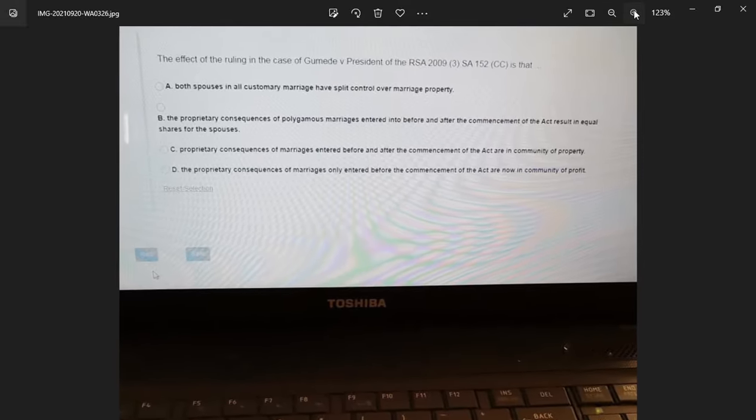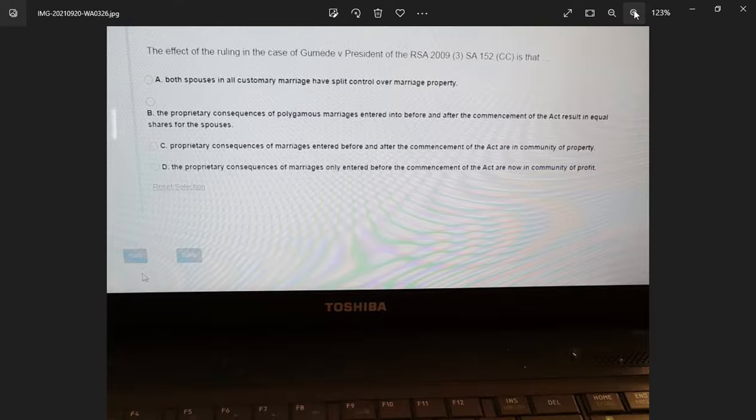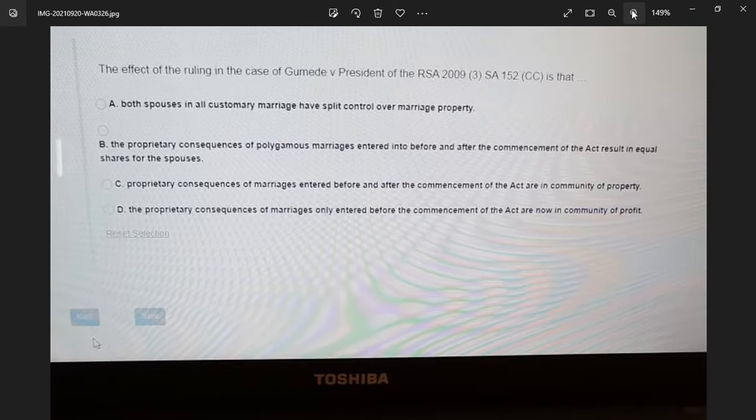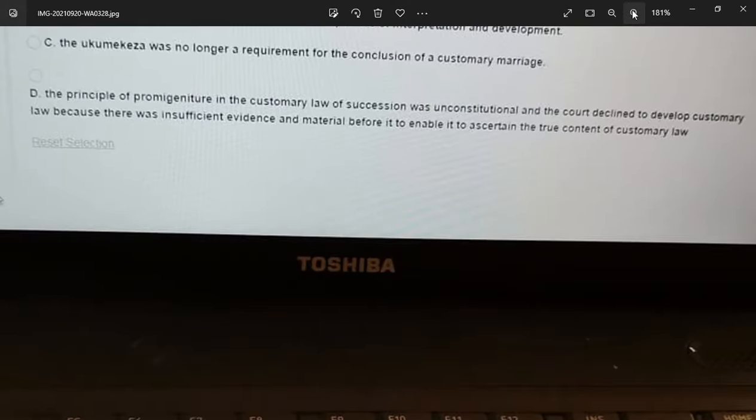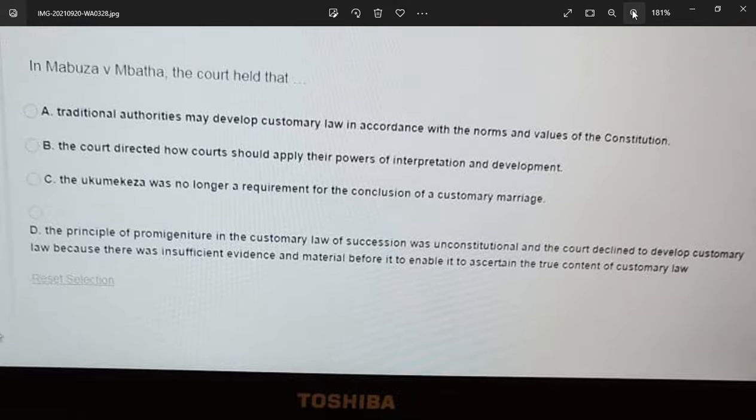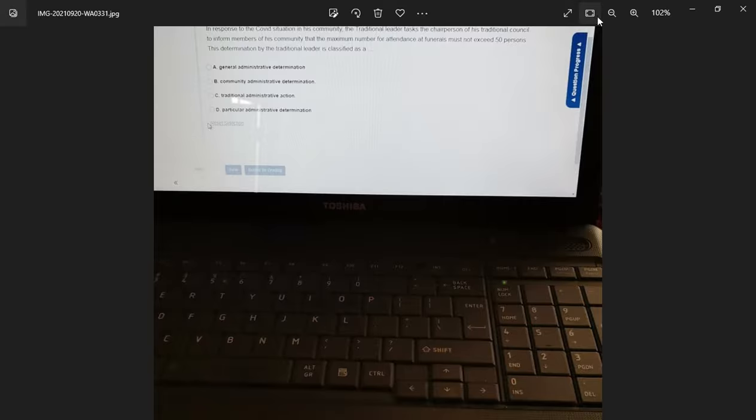48. The effect of, maybe I can just try to zoom it in a bit. The effect of the ruling in the case of Gumede versus President of the Republic of South Africa 2009 is that in Mabuza versus Mbatha, the court held that, here you simply search Mabuza or Mbatha, you're going to quickly find the answer.